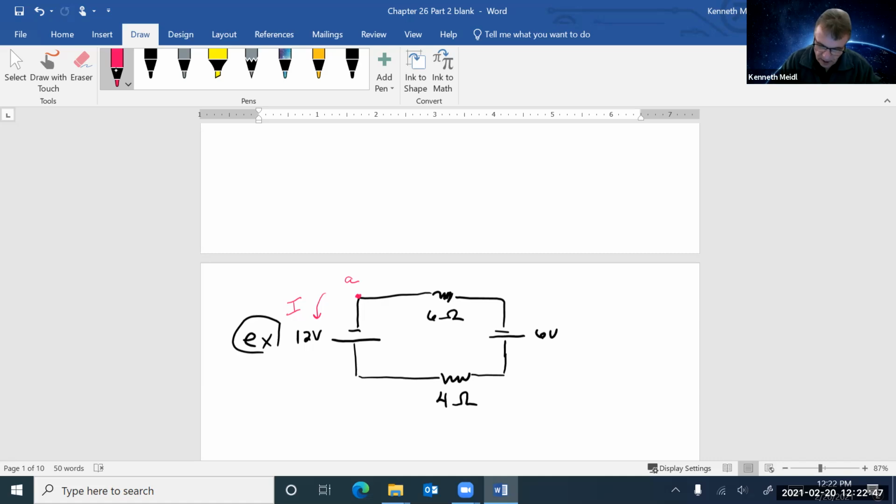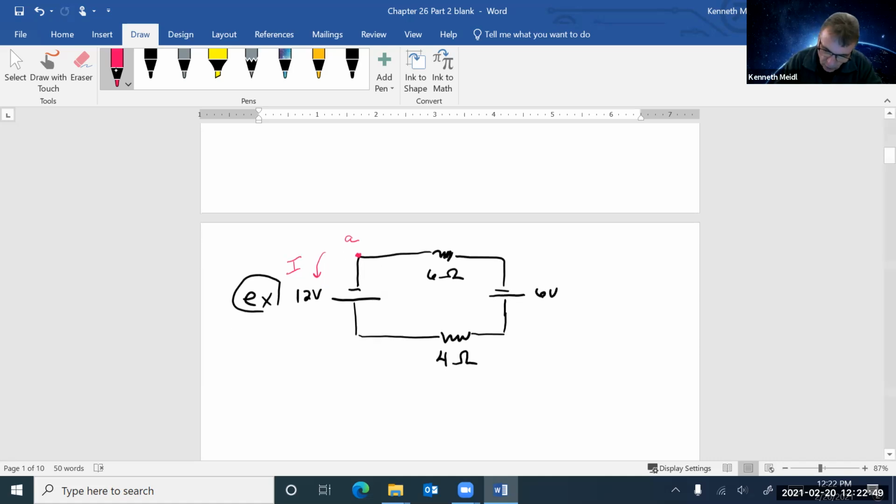And so I've got a single loop here. And so I don't have any junctions. And in a single loop, what I'm going to do is sum up the voltages around the loop. And they have to add up to 0. And the way that they add up to 0 is that there are positive and negative signs here. So I'm going to start at A, and I'm just going to march around here counterclockwise.